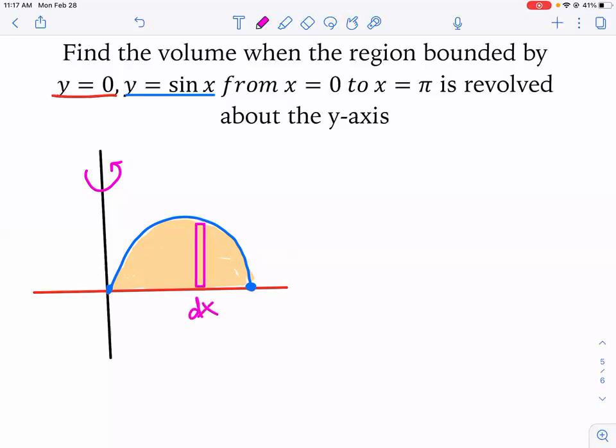Okay, so we're gonna create shells with this bundt cake. So we have 2 pi the integral. Hey, we know our limits of integration. They gave them to us, 0 to pi, of our radius, which is x, times the height. Top minus bottom is just going to be sine of x.